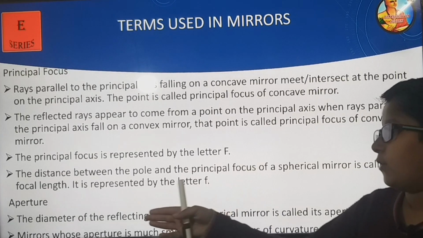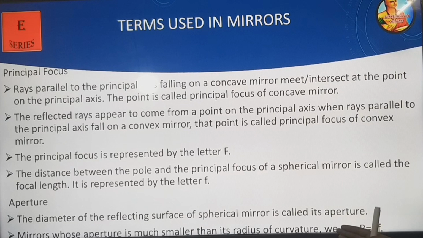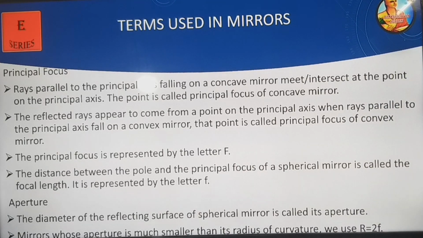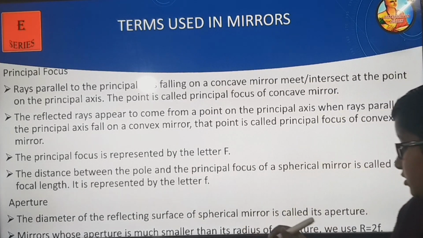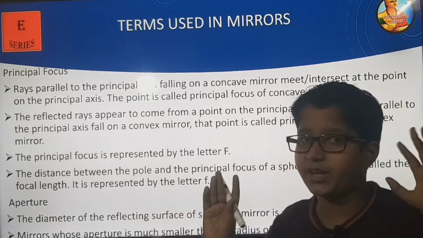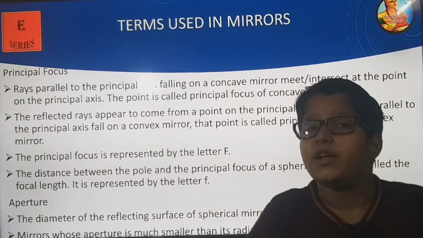A mirror whose aperture is much smaller than the radius of curvature. So how to find the focal length? The rule is R equals 2f. It means the focal length is half of the radius, because the focus lies halfway along the radius, at the center of the radius.